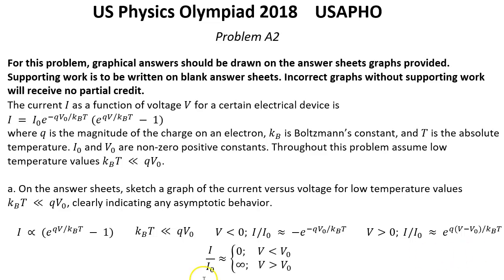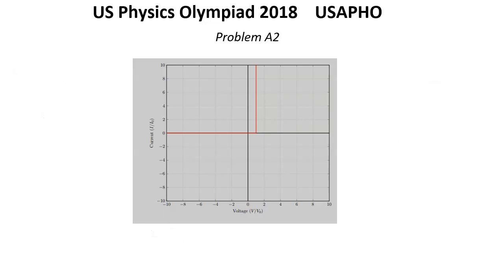Then we have this answer. Accounting for finite temperature, which is not necessary for full credit, simply rounds the corners in all of the graph, and the final graph should look like this. This is the answer for question A, and this was the solution for this question.